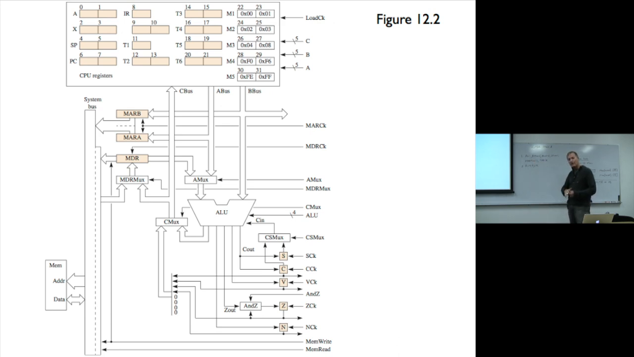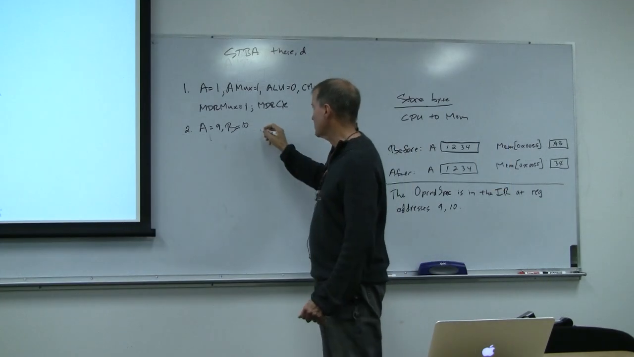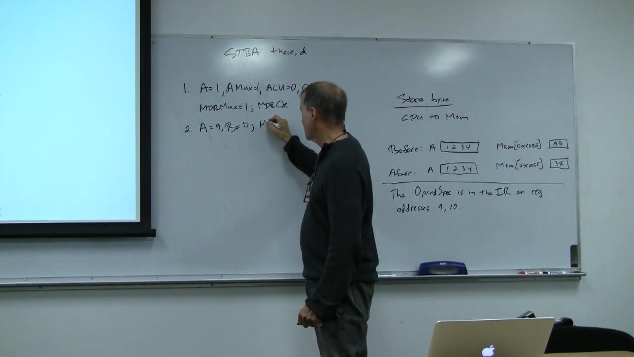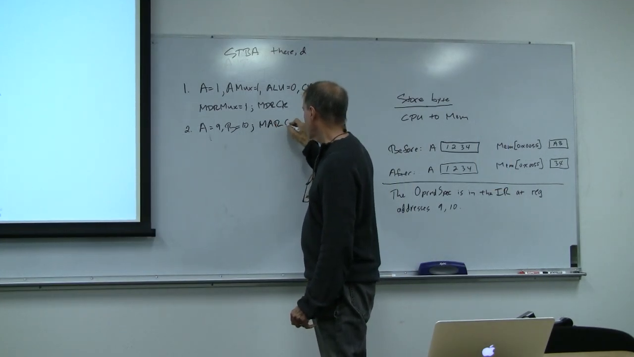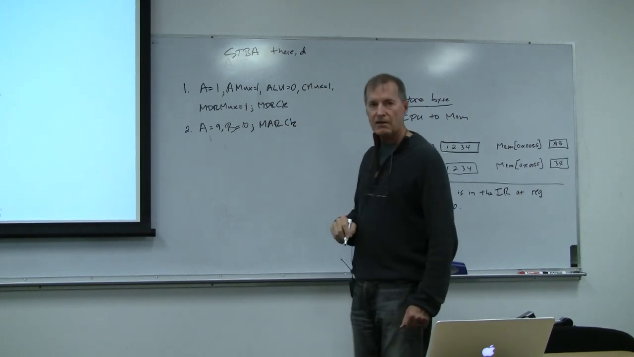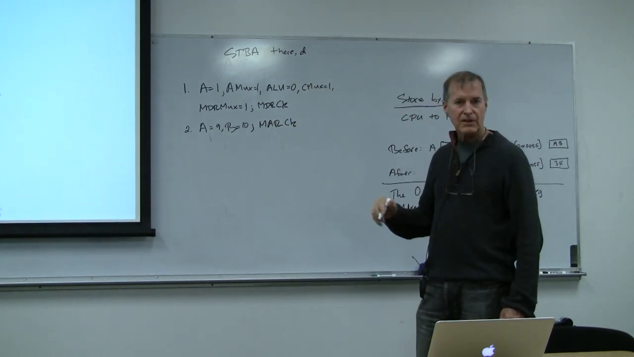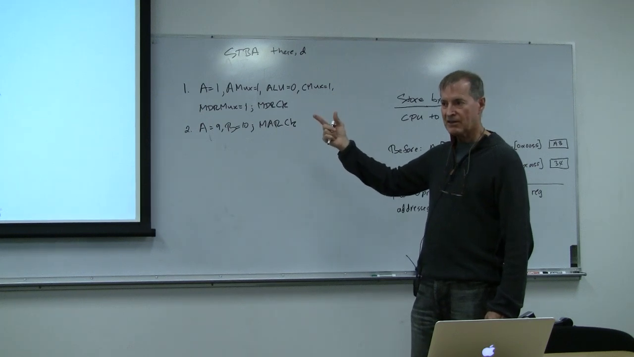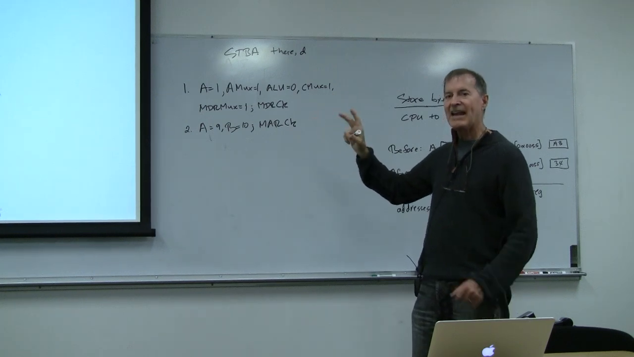Where does the address have to be? The MAR. So now what do we do? Yeah, but see, the MAR clock does both of them. Do you see how that one MAR signal clocks both in at the same time? So this would be semicolon what? MAR clock. Now, does everybody see how that worked? So that's going to put that in. Are you with me?